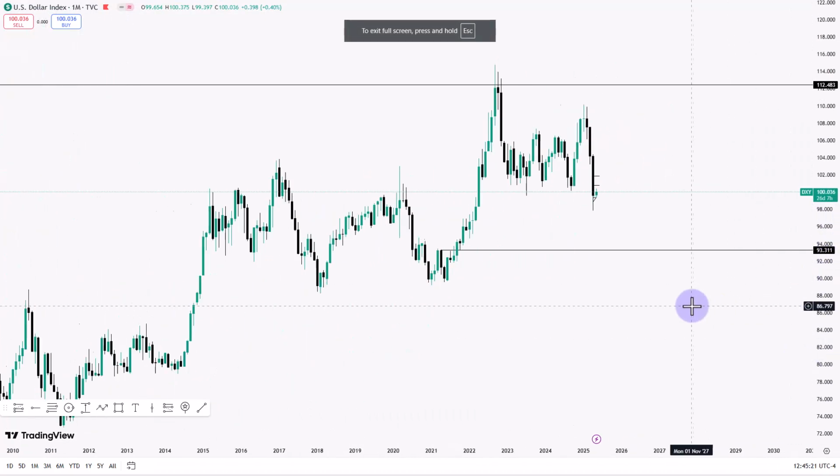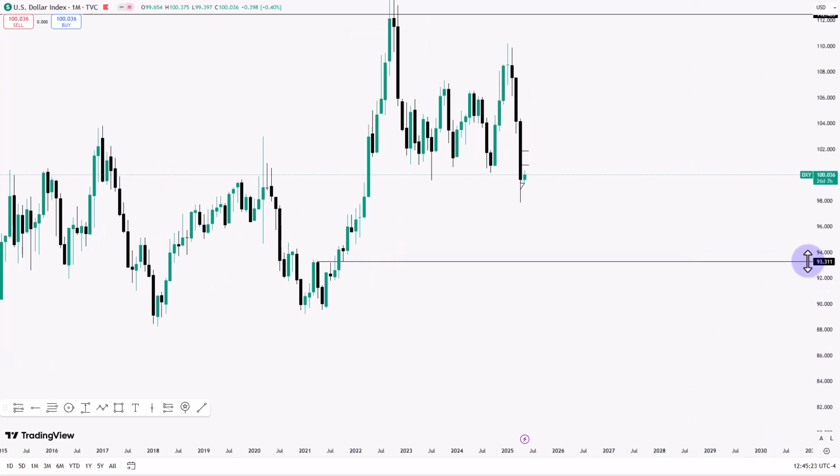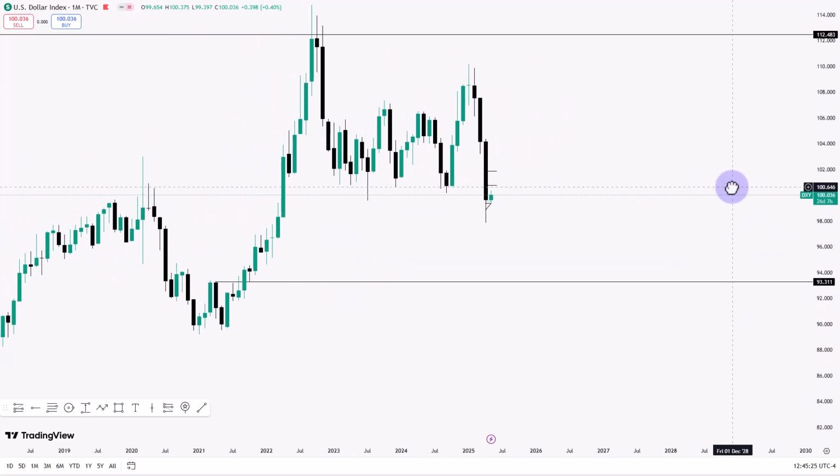So you look at the dollar index, and two things are very important for you when you are looking at the dollar index: determining the current order flow and determining the next draw on liquidity.